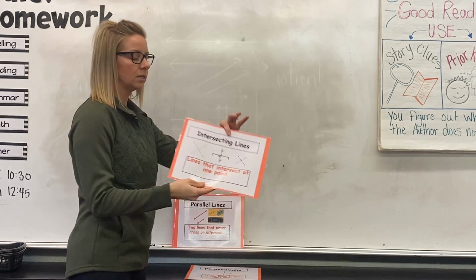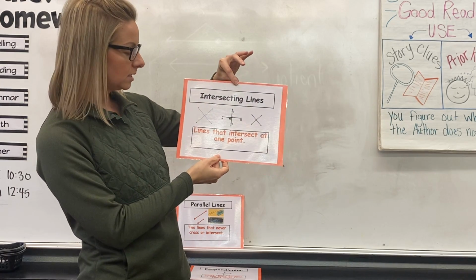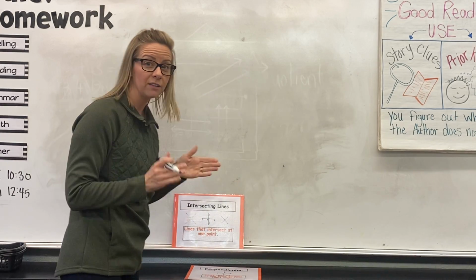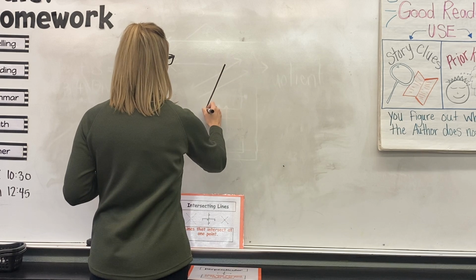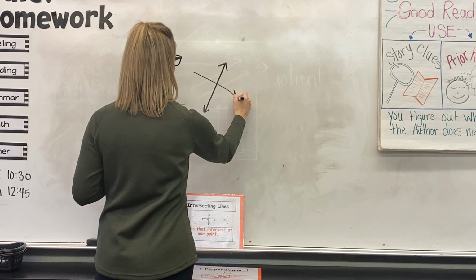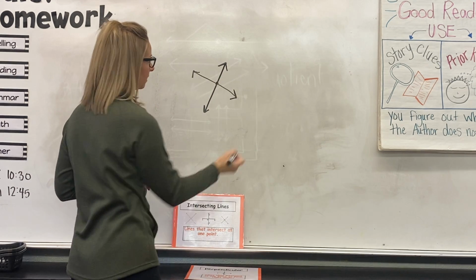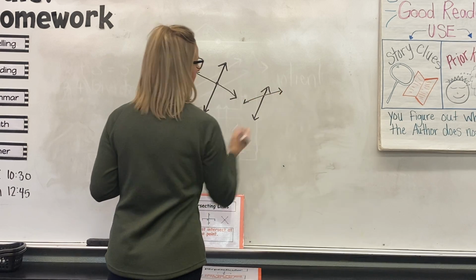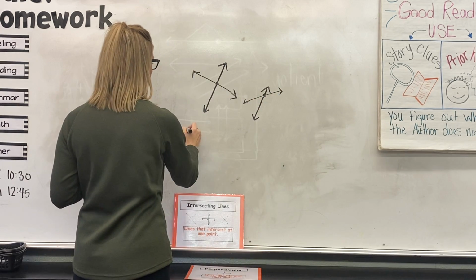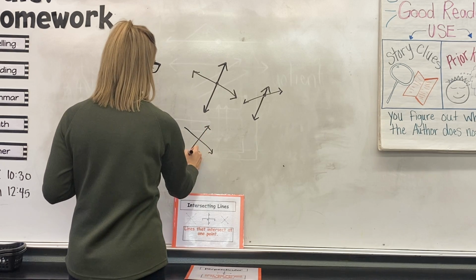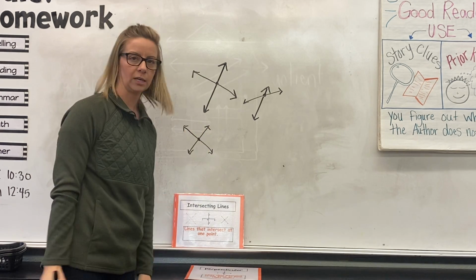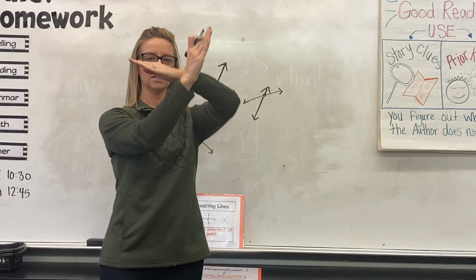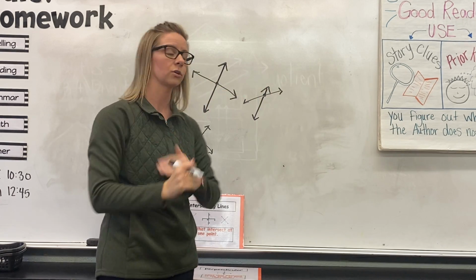And the next one is intersecting lines. Intersecting lines are lines that intersect at one point or they cross. So these are kind of the opposite of parallel. Intersecting lines are going to cross at one point. So it could look like that. Another version, it could actually cross at any point and at any angle, any diagonal, as long as it's just crossing at one point. Just like that. So our motion for intersecting lines, however you want to do it, your arms just need to cross or intersect.